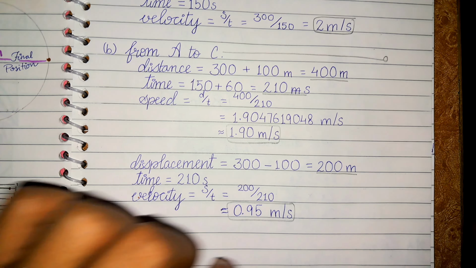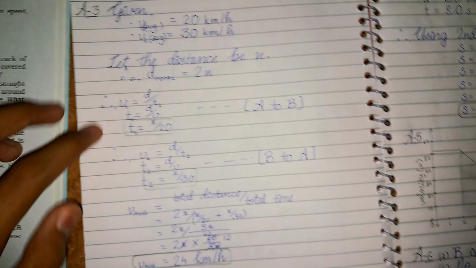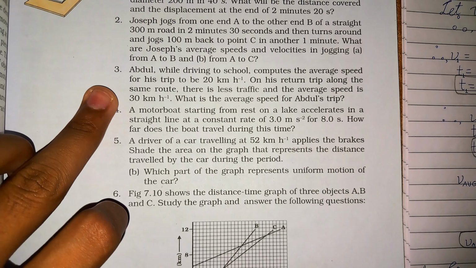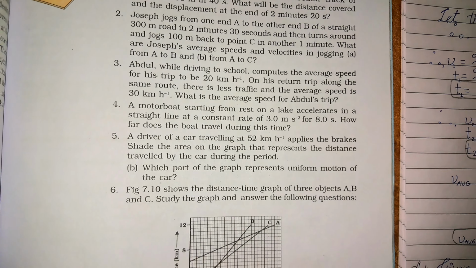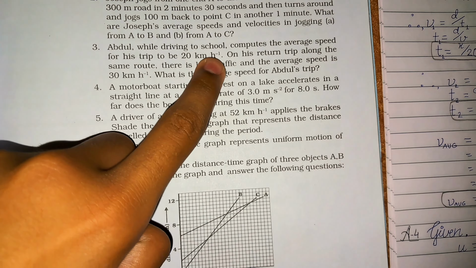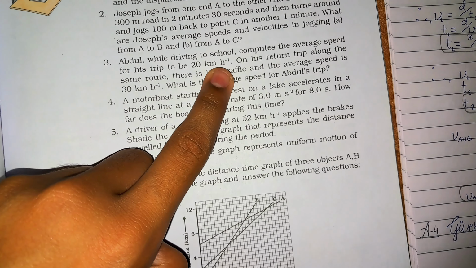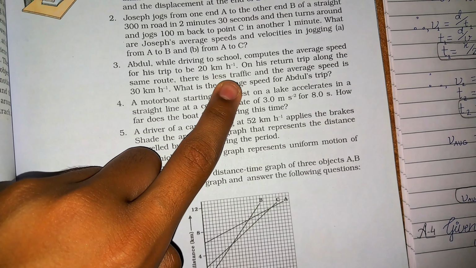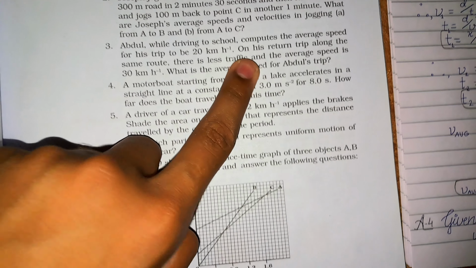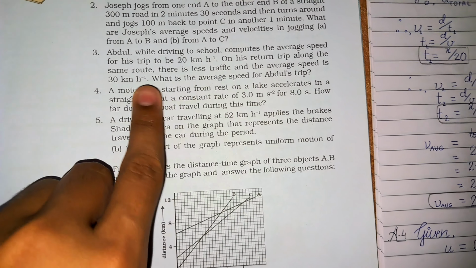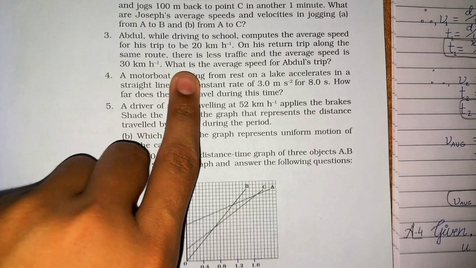We have covered this. Then comes our question number 3, that is, Abdul, while driving to school, computes the average speed of his trip to be 20 km per hour. Friends, this -1 means that whatever the symbol there is, it is in the denominator of the fraction. On his return trip along the same route, there is less traffic and the average speed is 30 km per hour. What is the average speed for Abdul's trip?